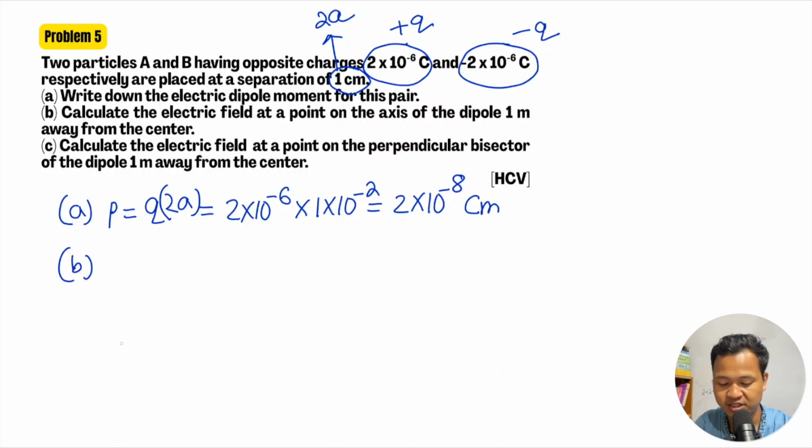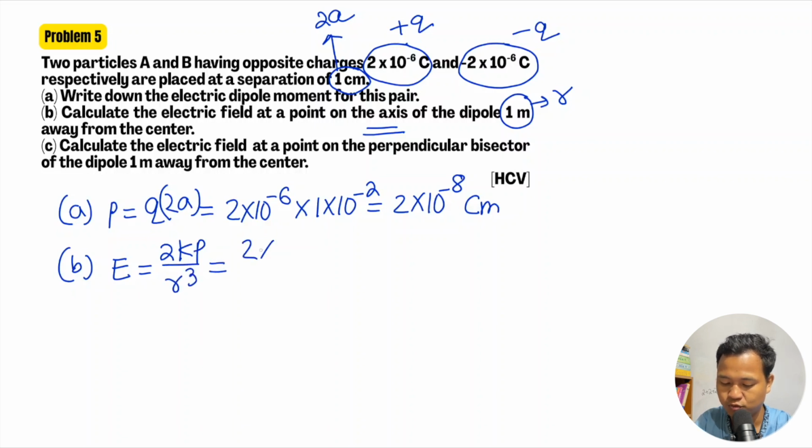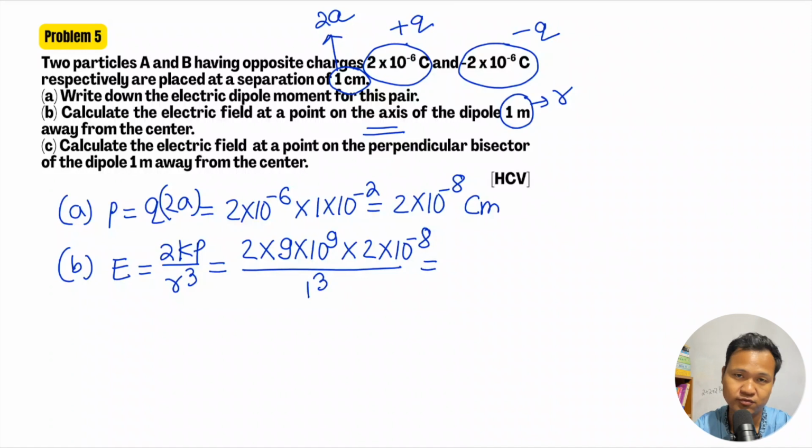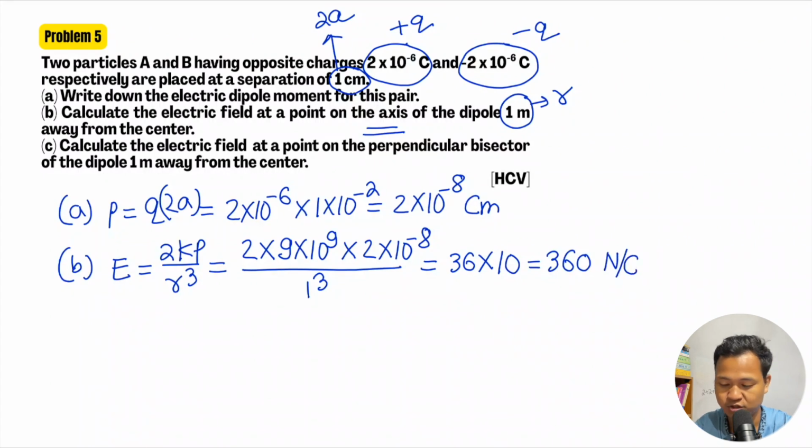In the B part, calculate the electric field at a point on the axis of the dipole. R is 1 meter, that is, 1 meter away from the center. This is an axial point, so the electric field is 2kp divided by r cube. So 2 into k, which is 9 into 10 power 9, into p, which is 2 into 10 power minus 8, divided by r, which is 1 meter, 1 cube. Solving this, the electric field is 360 Newton per coulomb.